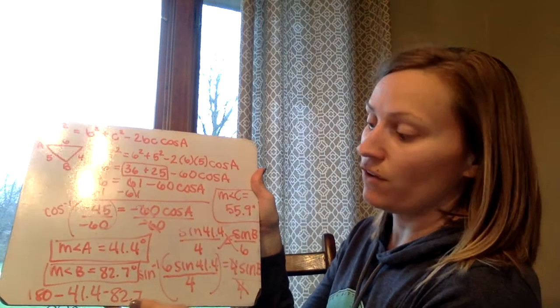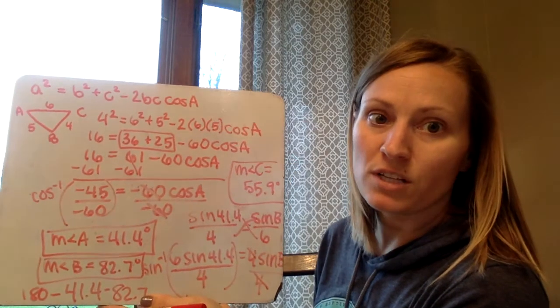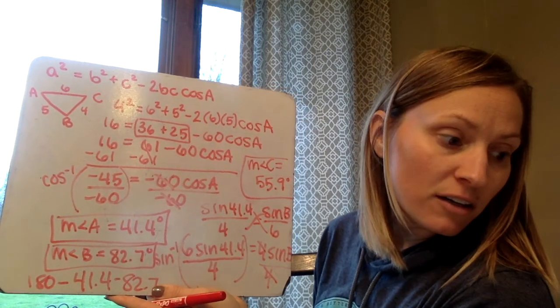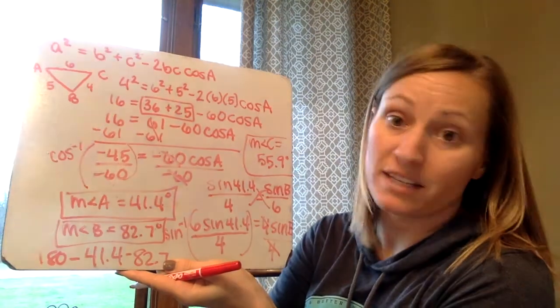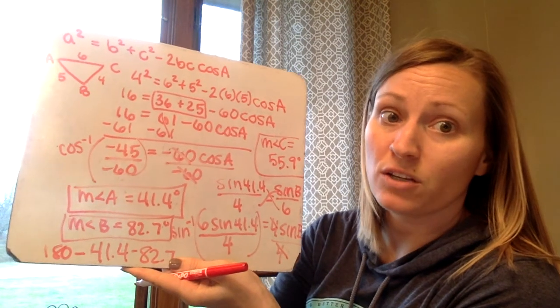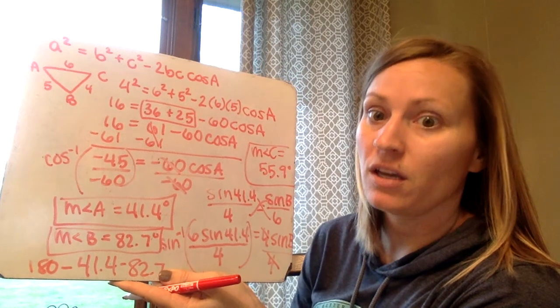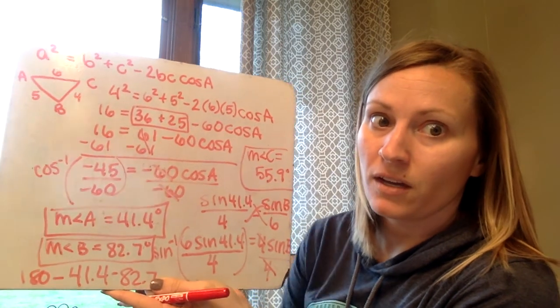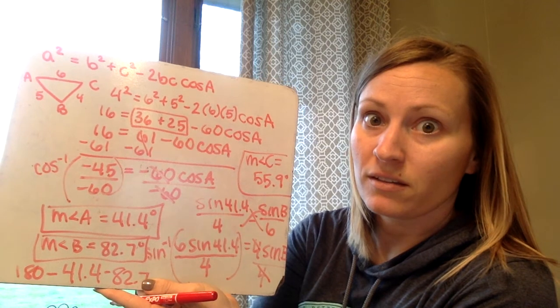So we have solved our triangle by using law of cosine. Anytime you have side angle side or side side side, you must use your law of cosine first. After you've done the law of cosine, then you can use the law of sine. And that's it.